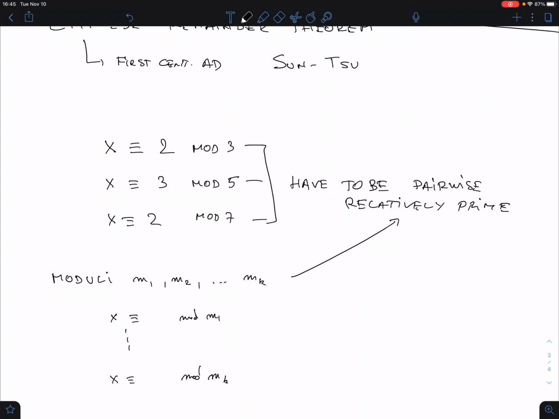Now what is this something? Let's give it a name, a1 all the way up to ak. And what are these numbers? Well, they're just numbers, it doesn't matter what they are actually. They can be arbitrary integers, okay?